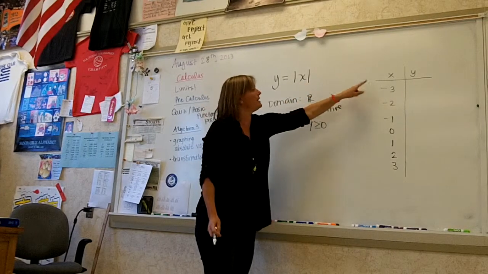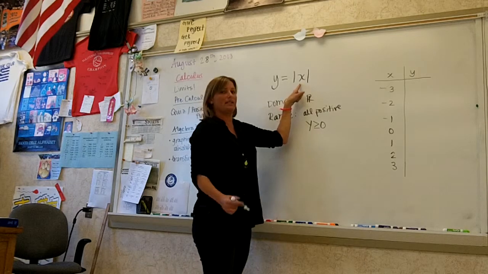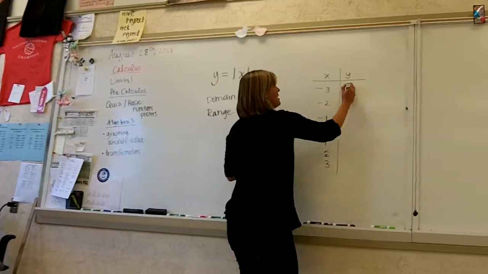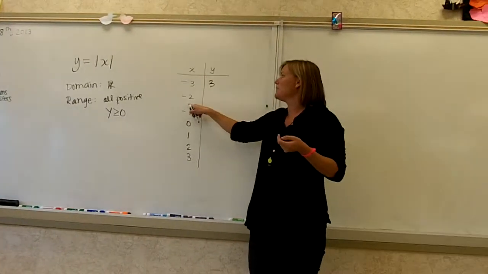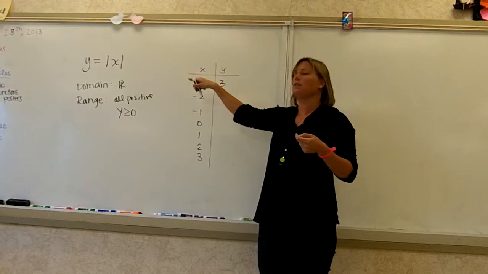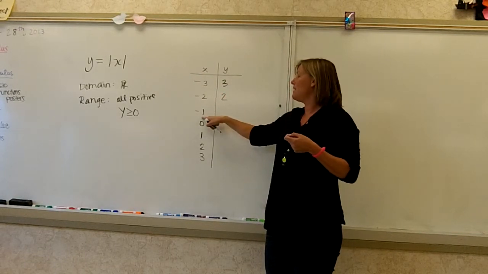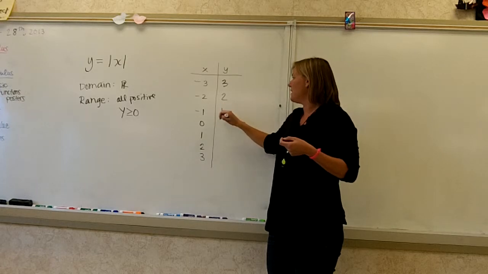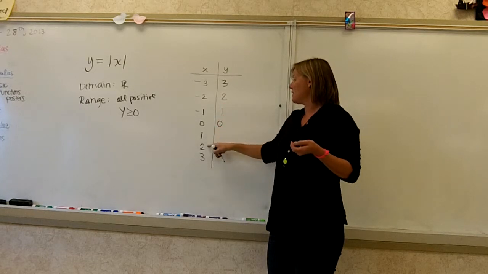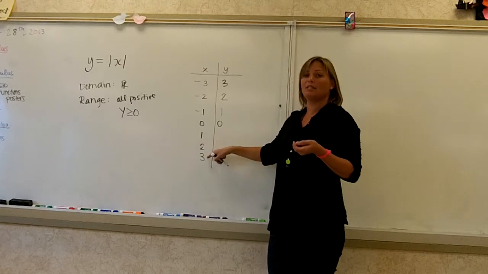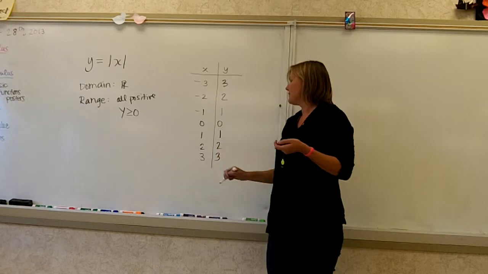If I plug in -3 for x, the absolute value of -3 is +3. So that comes out as a positive number. And then if I plug in -2, the absolute value of -2 is +2. If I plug in -1, the absolute value of that is 1. And the 0 is just 0. And then these are already positive numbers. Nothing's going to change when you plug them in. So I just get 1, 2, and 3.